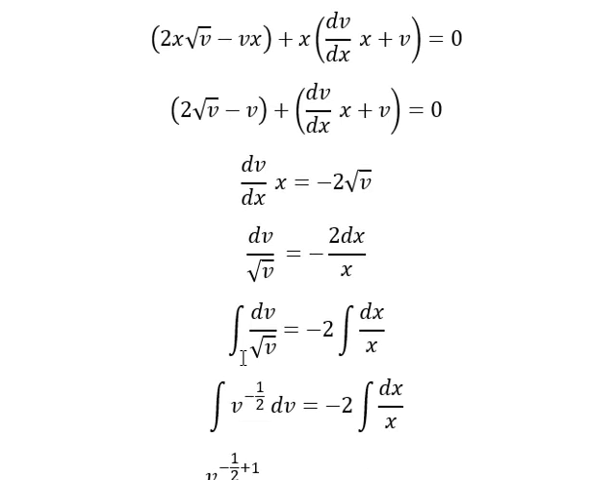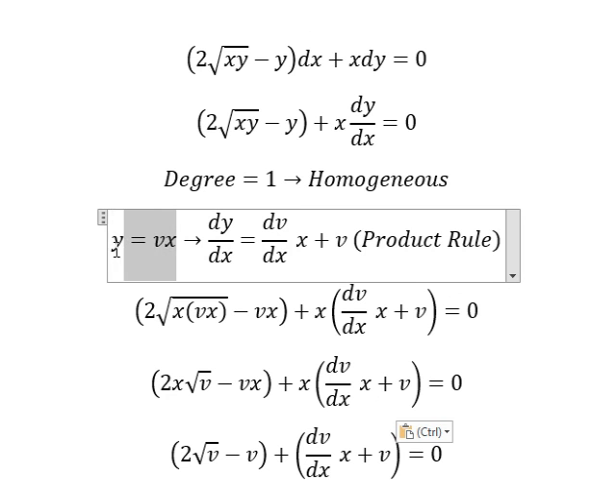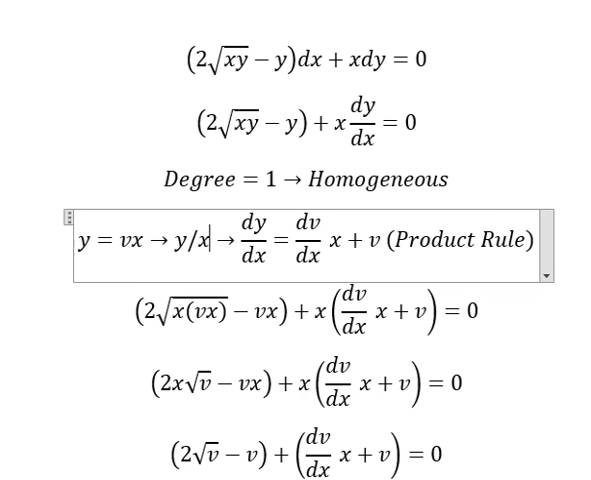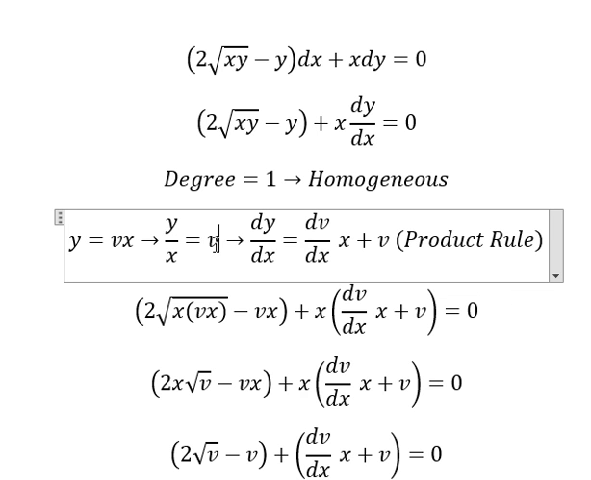About v, that is about this one. So we need to divide both sides by x. And now we need to change v into this one.